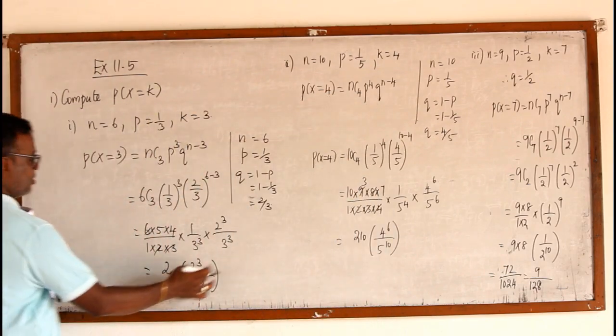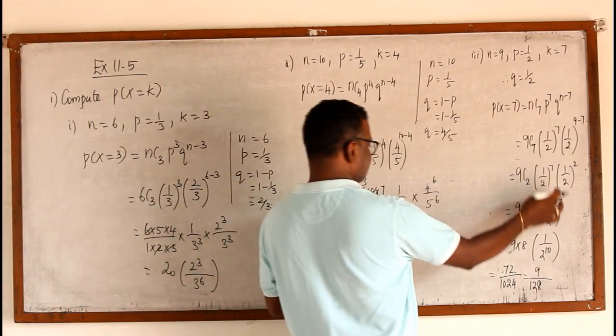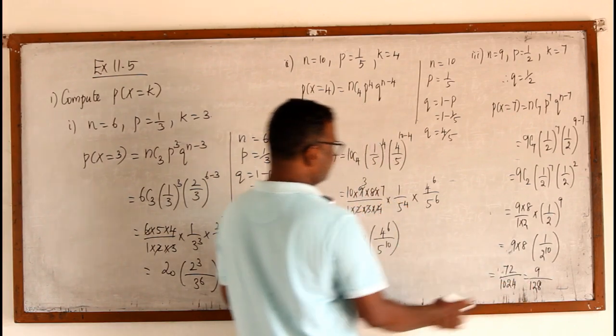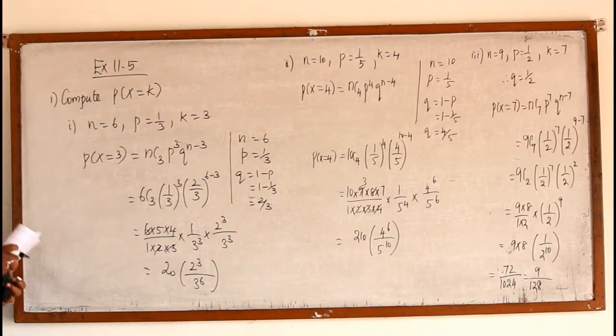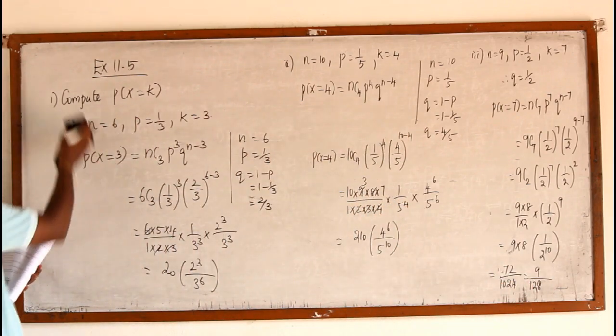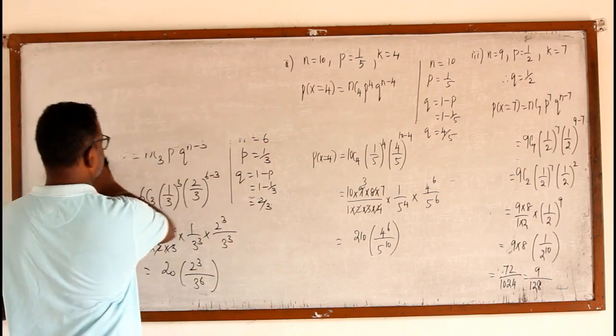When the powers are more, we can leave it. If the powers are something easy for us to find out, we must find out. So with that, this first problem is over. Now we should go for the second problem.